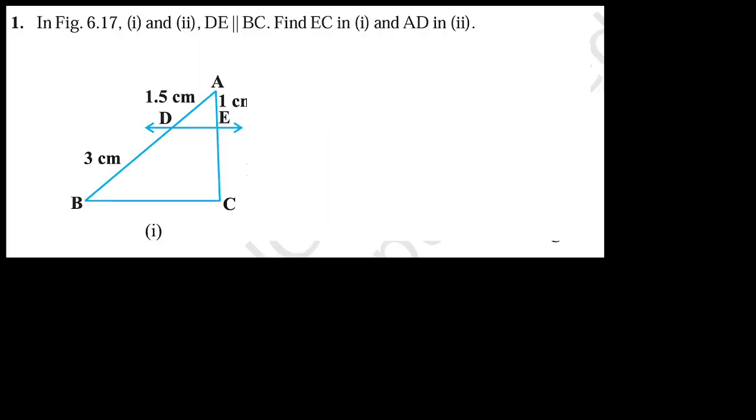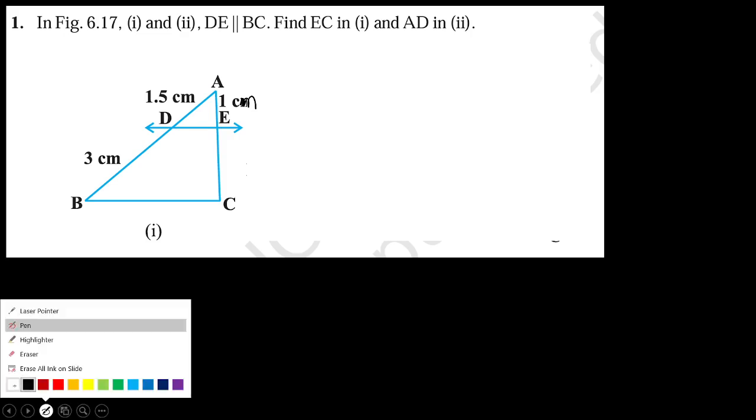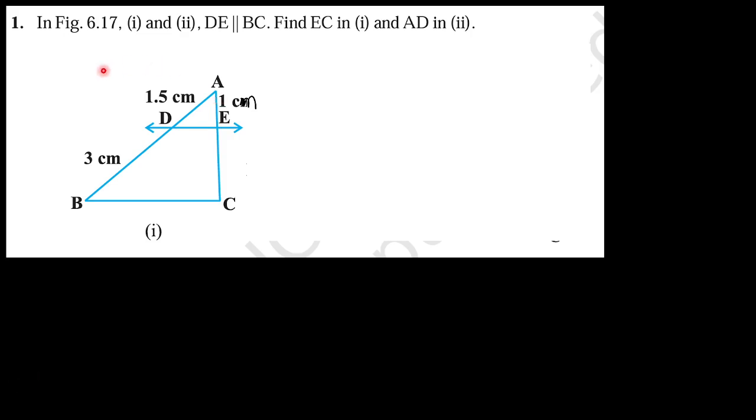Okay. So look at this question. Centimeter, okay? Okay, look at this question. The first problem I am going to discuss. The question says that DE is parallel to BC. Listen carefully. We have a triangle ABC. Can you see a triangle ABC? Yes.